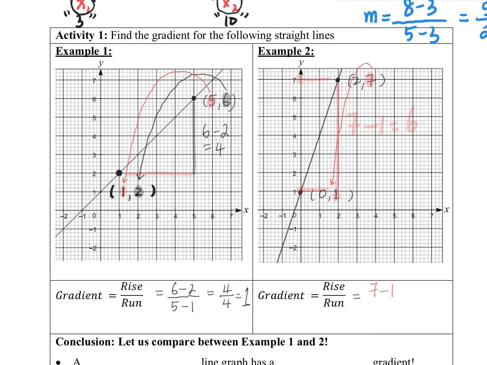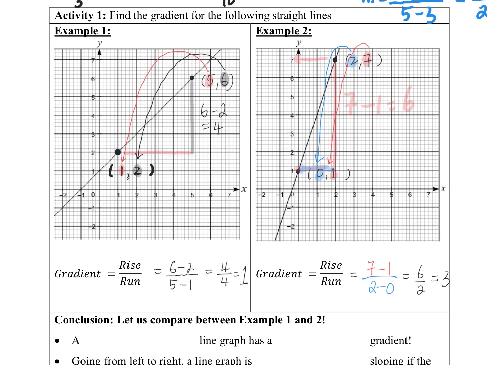What about the run? From 0, it went to 2. So you must use 2 minus 0. So you will end up having 6 divided by 2, which is 3. So which one has a steeper gradient?